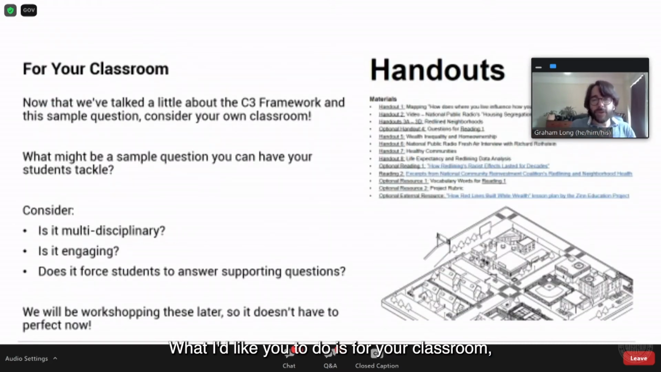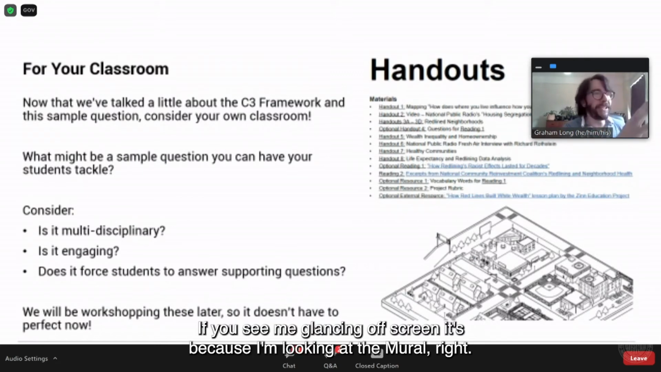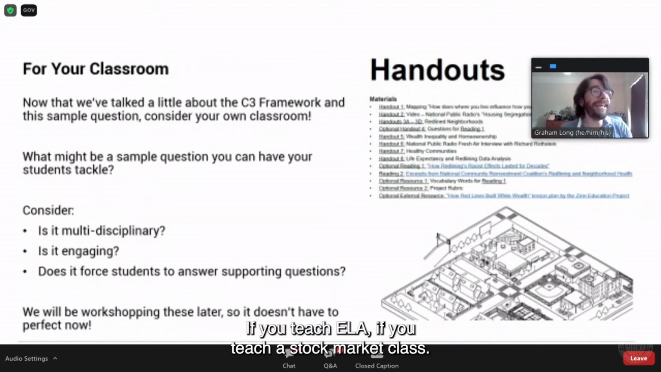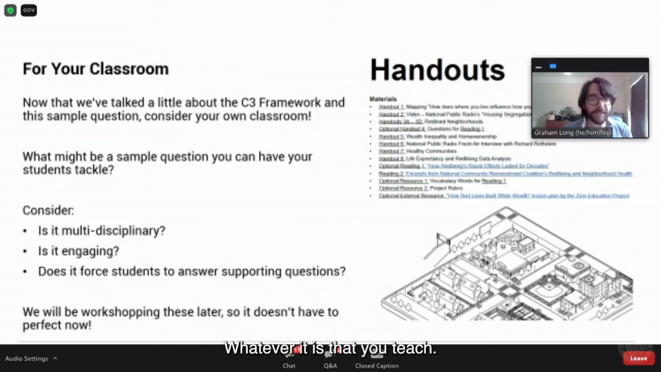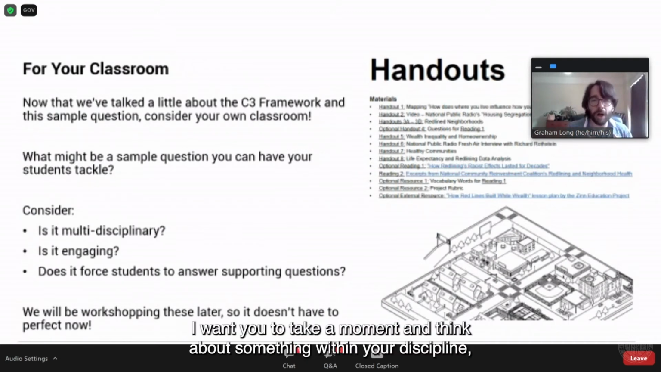what I'd like you to do is for your classroom, whether you teach marketing and entrepreneurship. If you see me glancing off screen, it's because I'm looking at the mural, right? If you teach marketing and entrepreneurship, if you teach AP macro, if you teach business law, if you teach ELA, if you teach a stock market class, whatever it is that you teach, I want you to take a moment. We're going to have sort of a silent processing pause here.